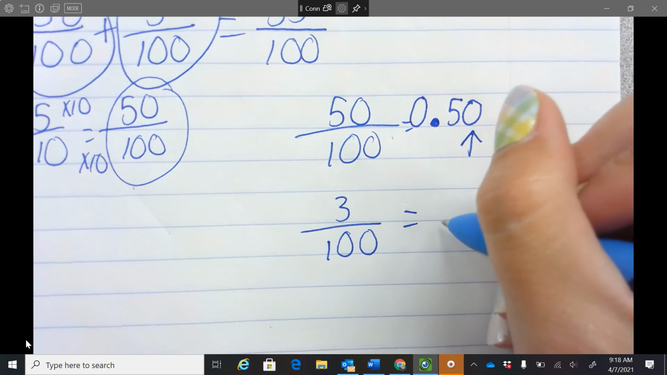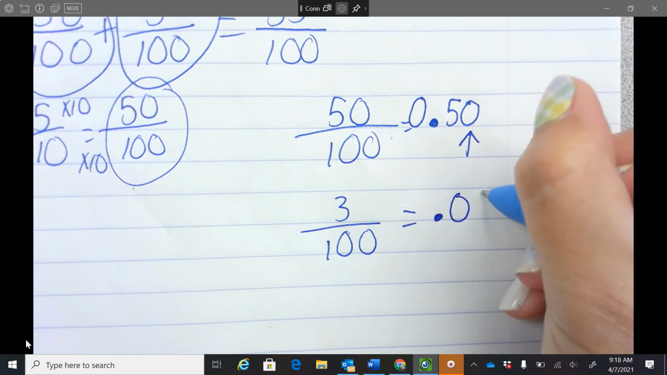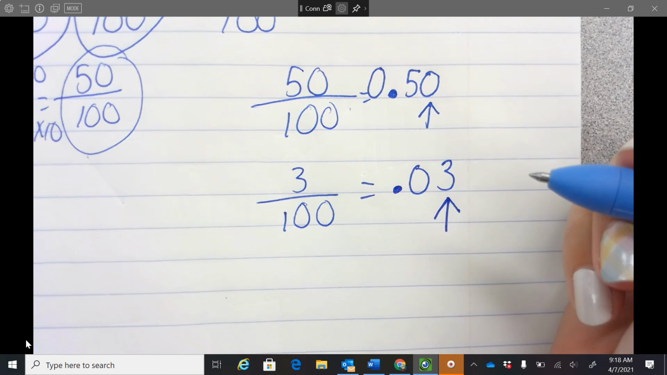Okay? And then your 3 hundredths should look like this. The 3 needs to make sure that it's in the hundredths place value. Okay?